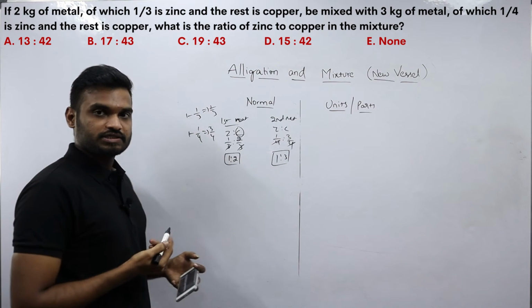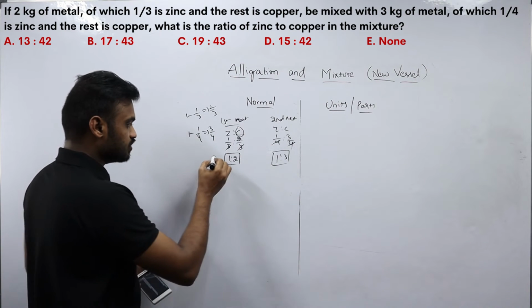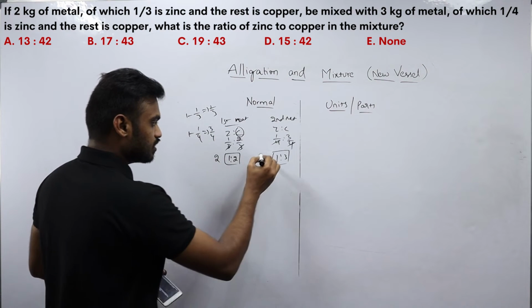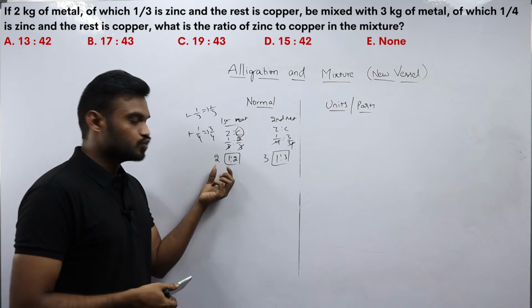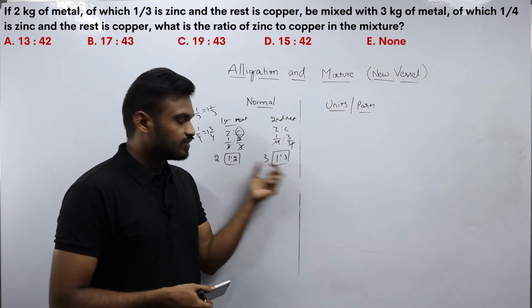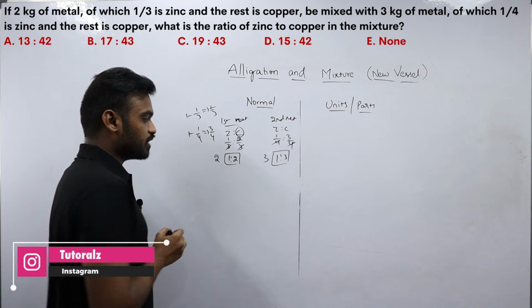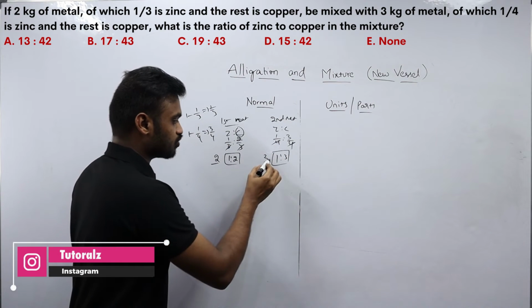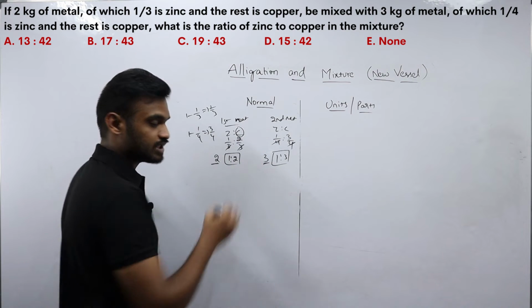Okay, now what they are saying is the entire quantity is mixed in the form of 2 kgs of first metal and 3 kgs of second metal. So they are mixing 2 kgs of first metal and 3 kgs of second metal. Now we will multiply all the first metal quantities with 2 and all the second metal quantities with 3, because they are mixing 2 kgs of first metal and 3 kgs of second metal.